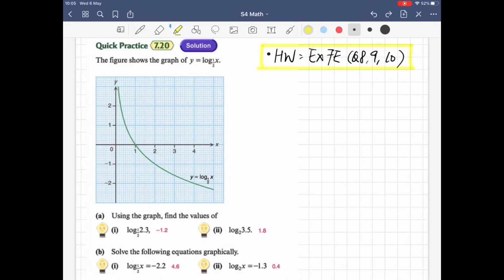So for the remaining time, please help me to finish the quick practice 7.20. And for today's homework, that is exercise 7E, questions 8, 9, and 10.